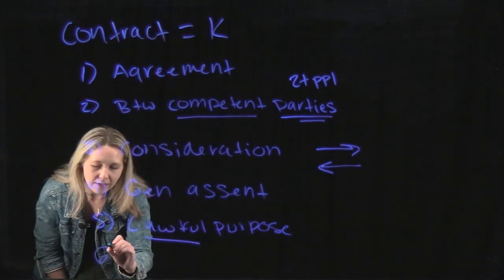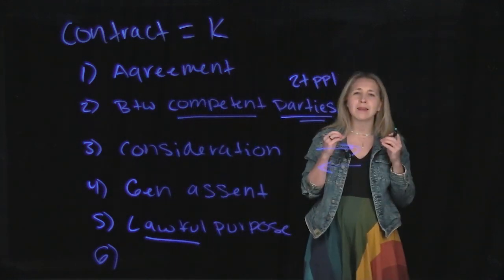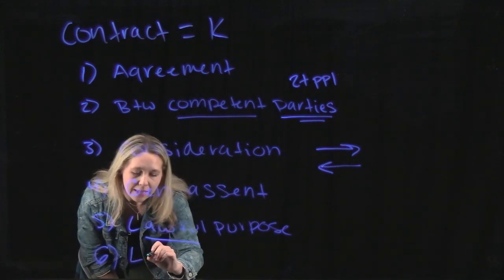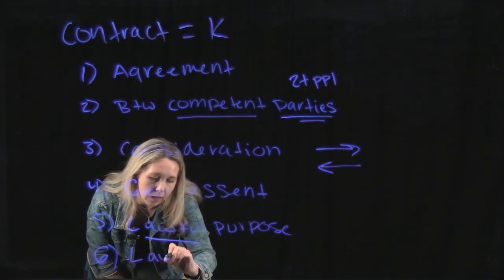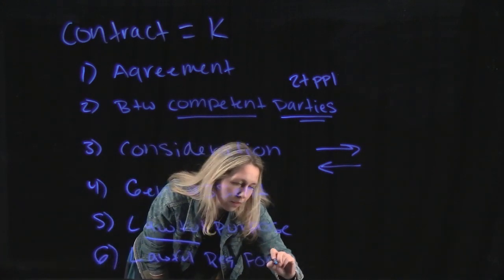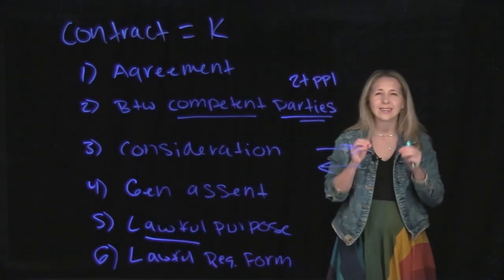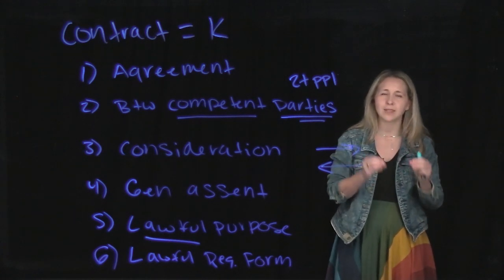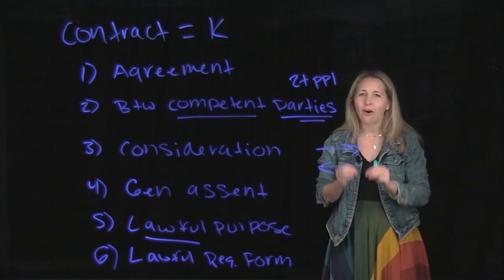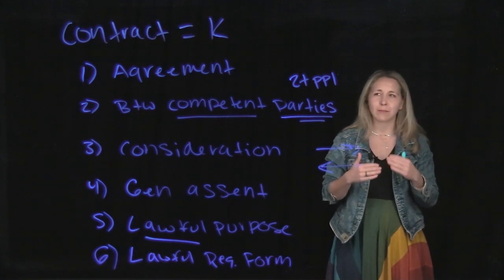And then the final one, even though it's here at the end, it's actually a rule that we're going to come back to and spend a lot of time with, because this rule says that your contract has to be in the form required by law. So we're going to write lawful required form. The shorthand of what element 6 means is that, listen carefully, some contracts must be in writing in order to be enforceable. However, not all contracts must be in writing. That one has a lot of different pieces to it.